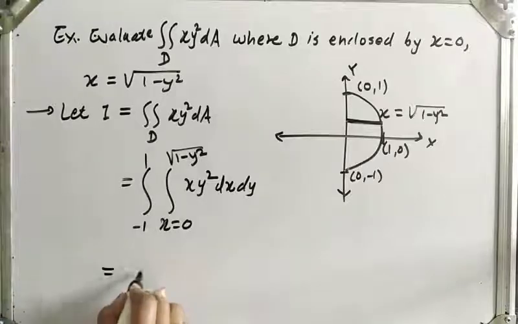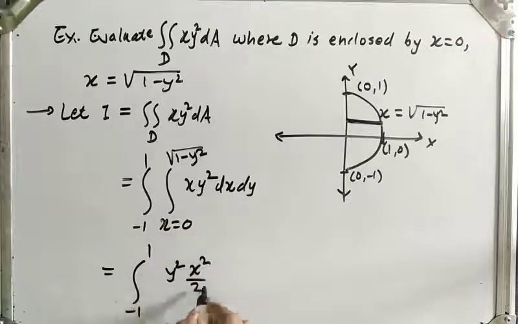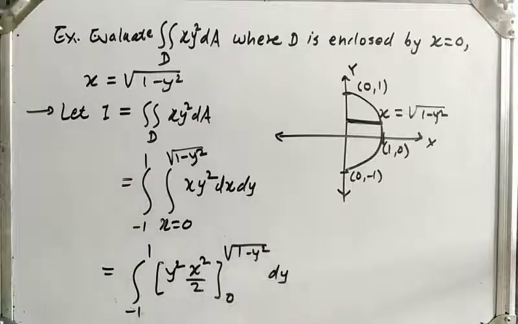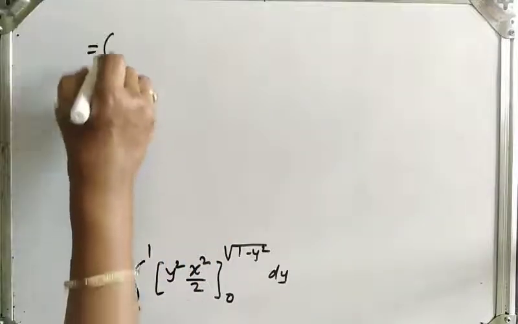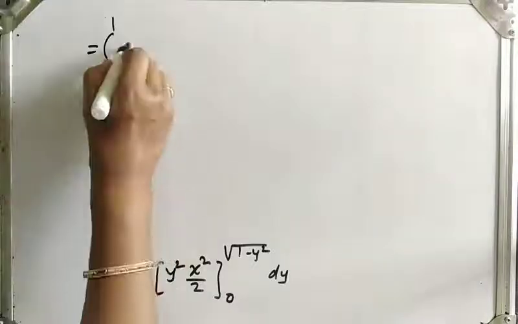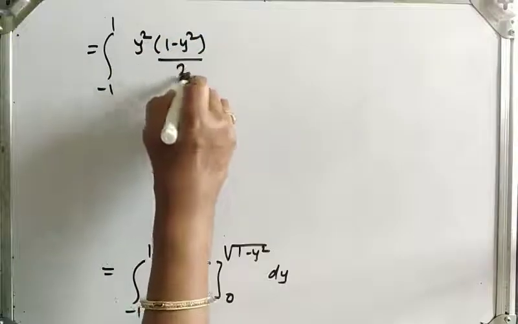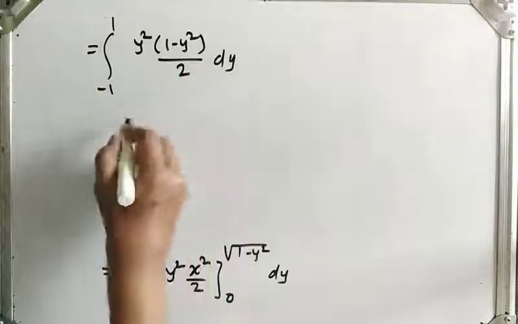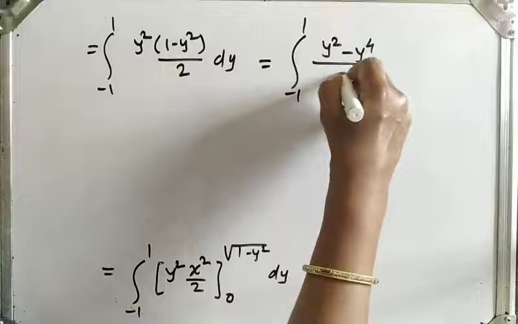So let us solve it. It is the integral from minus 1 to 1. Integration with respect to x, y² is constant, gives x²/2 with limits 0 to square root of 1 minus y², dy. Next apply the limit. Putting x equals the square root, x² becomes (1 minus y²)/2, minus the value at x equals 0, which is 0, into dy. That equals the integral from minus 1 to 1 of y² minus y⁴ over 2, dy.